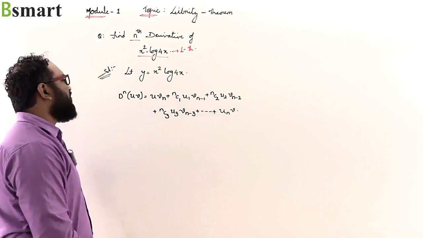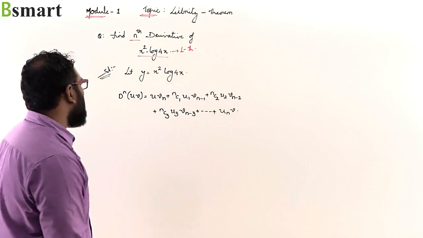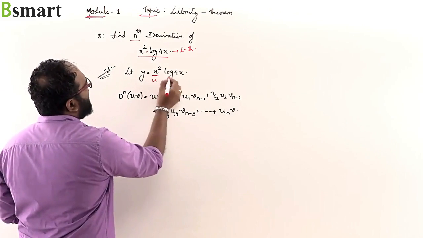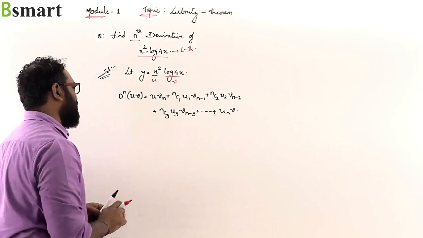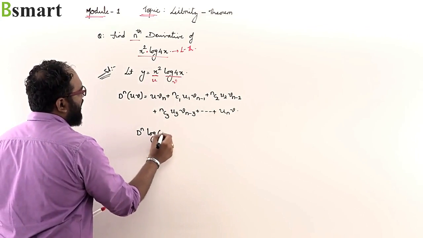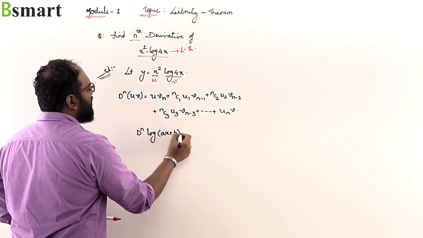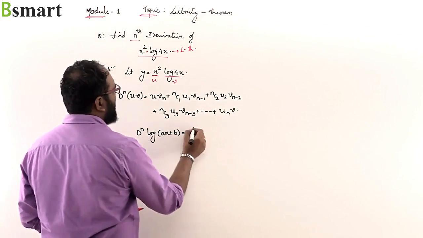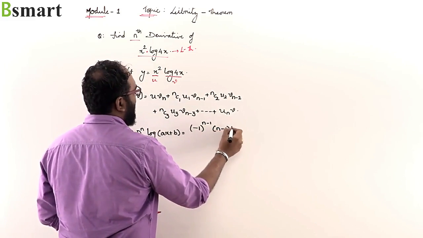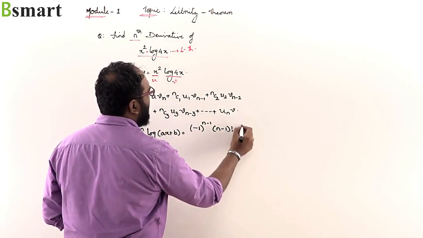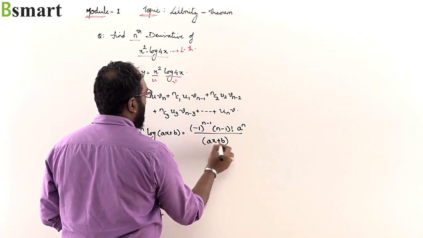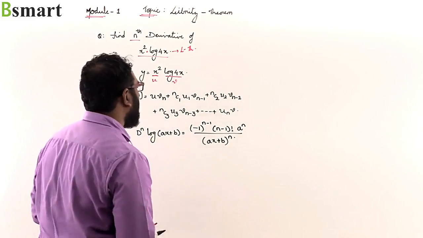So this is the nth derivative of the function u into v. Now let us say u is x square and v is log 4x. So now let us find out the nth derivative of log ax plus b. The nth derivative of log of ax plus b is given by minus 1 to the power n minus 1 into n minus 1 factorial into a to the power n by ax plus b to the power n. This is the nth derivative of log.